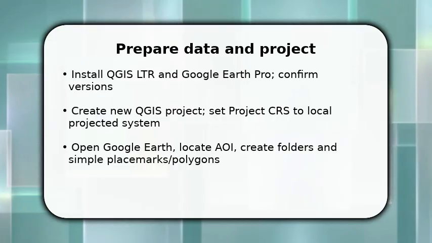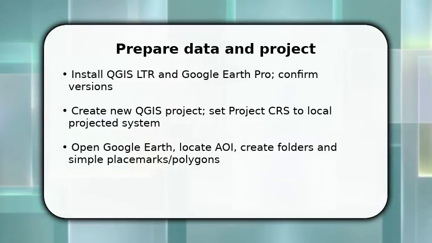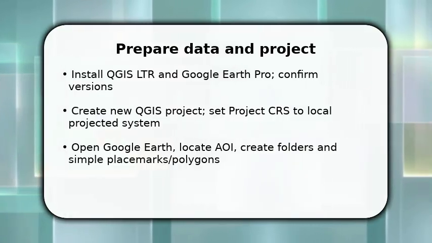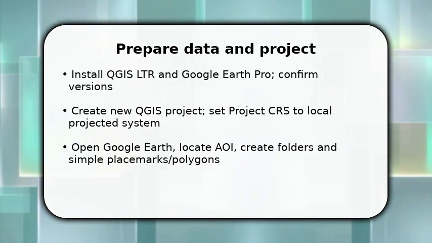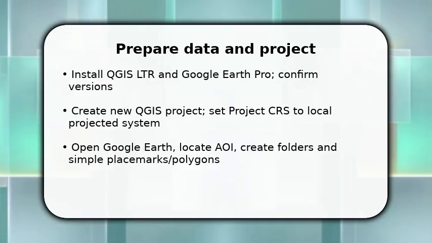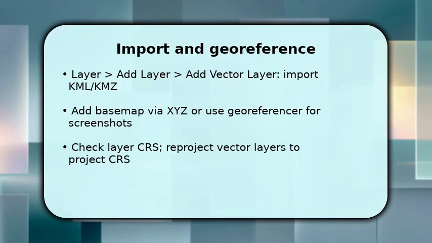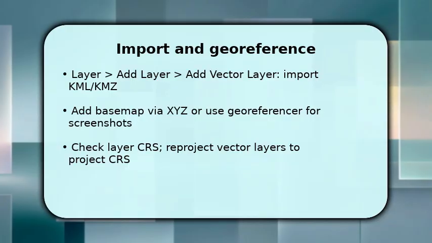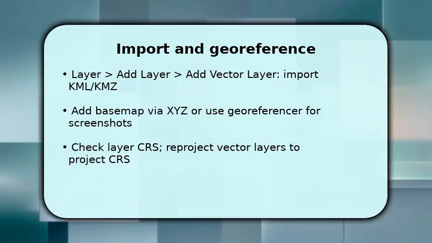needed. Make sure file names are clear and coordinate settings in Google Earth are standard decimal degrees to avoid reprojection surprises. Now import and align the data inside QGIS. Use Add Vector Layer to bring in the KML/KMZ exported from Google Earth and verify each layer's attributes and geometry.